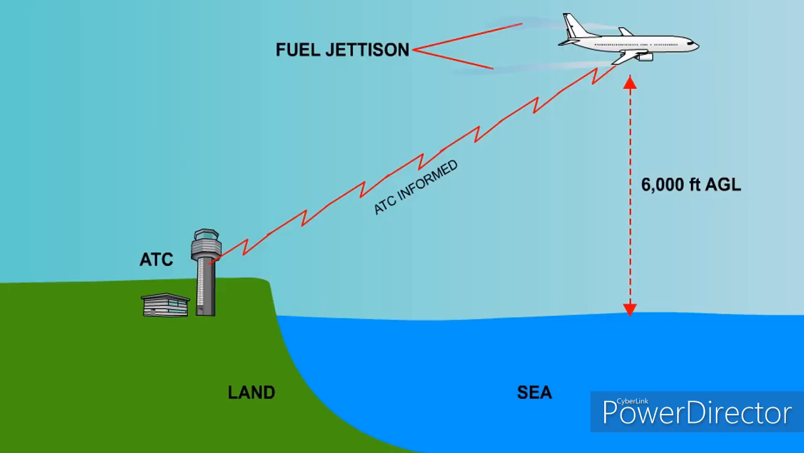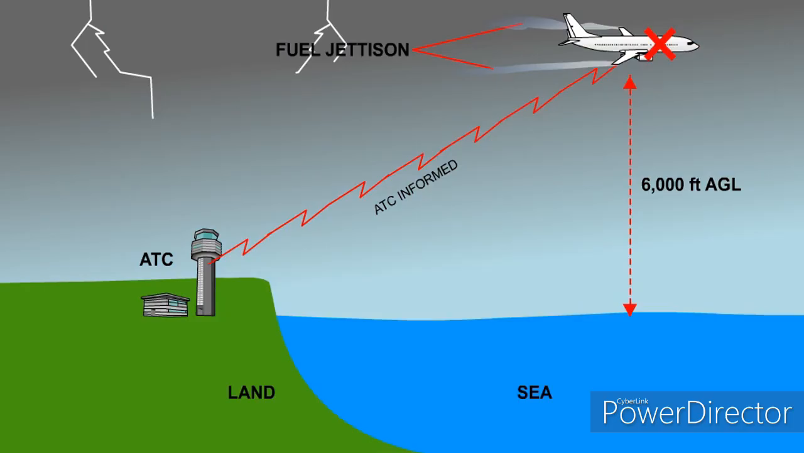Pilots in flight are permitted to jettison fuel at any time during an emergency. However, if possible, it is recommended that the jettison should take place over the sea at a predetermined altitude, usually above 6,000 feet above ground level. Exceptionally, fuel may also be jettisoned elsewhere. In all cases, ATC should be informed before commencement.